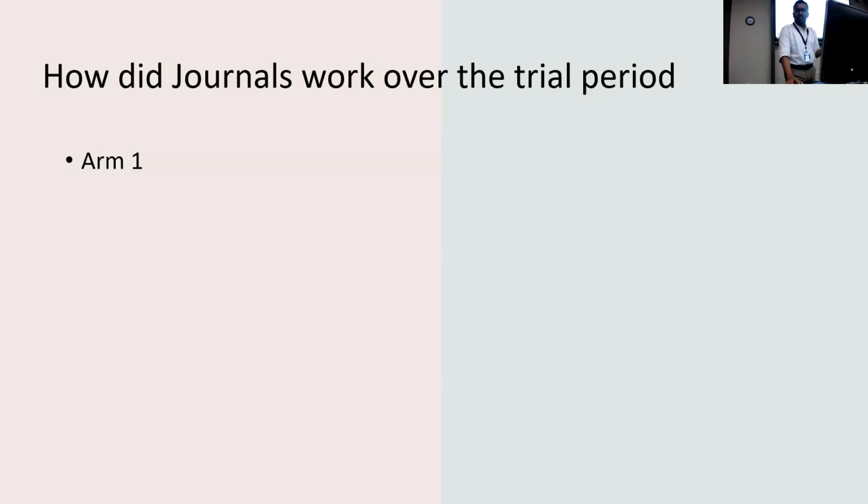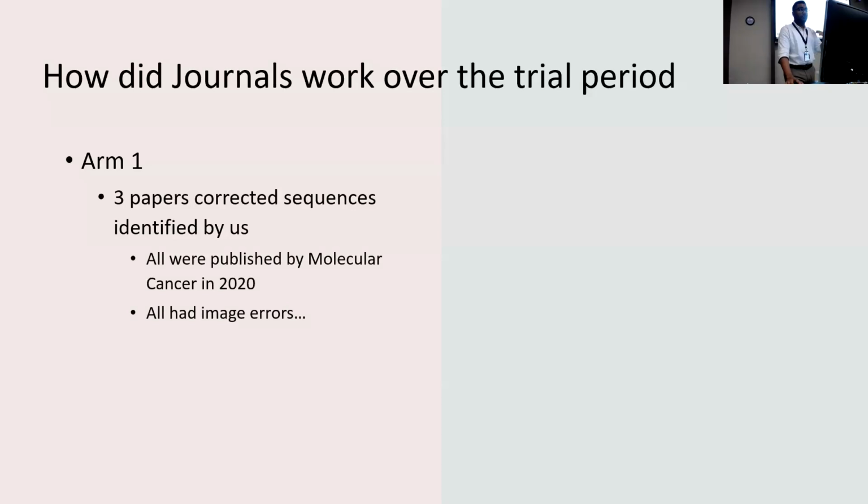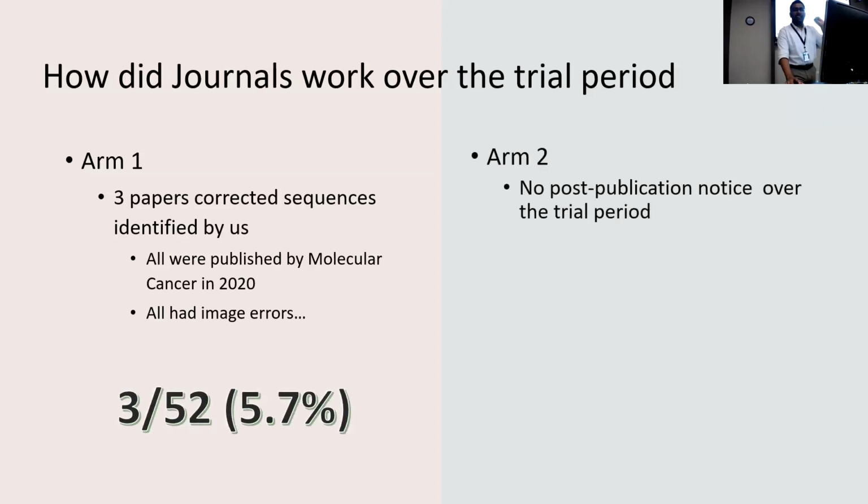So how did the journals fare over the period, to answer the question? Across arm 1, three papers that we put PubPeer queries for in terms of these sequence errors were corrected through formal correction notices, and all were originally published by Molecular Cancer in 2020, and they all also had image errors noticed in tandem with sequence errors within the correction notices. Comparatively, across arm 2, nothing much happened over the period of monitoring.